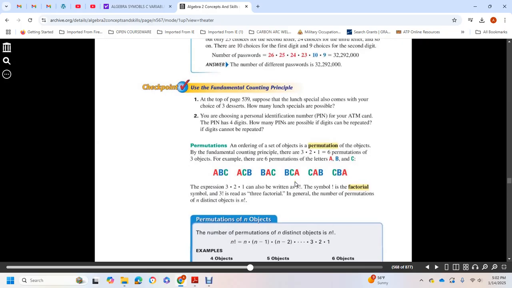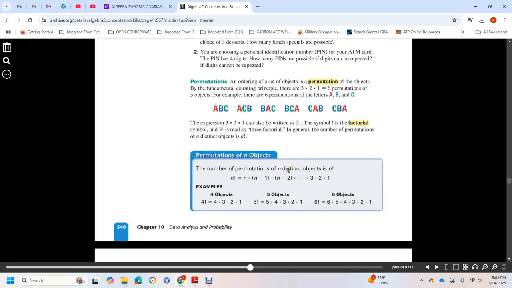Permutations: an ordering of objects. Permutations of objects can be found by the fundamental counting principle. There are 3 times 2 times 1, which is equal to 6 permutations of 3 objects. For example, there are 6 permutations of the letters A, B, and C, A being red, B being blue, C being green. The expression 3, 2, 1 can also be written as 3 followed by the factorial symbol, which reads 3 factorial. In general, the number of permutations of n distinct objects is n factorial.